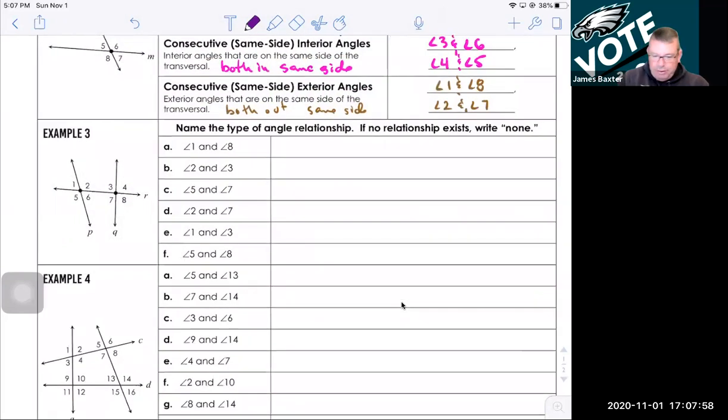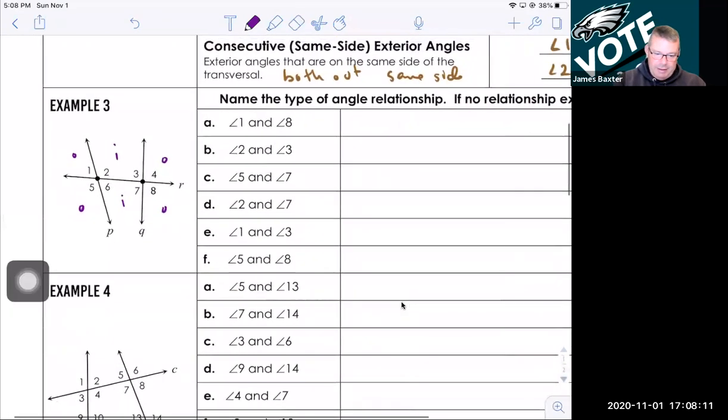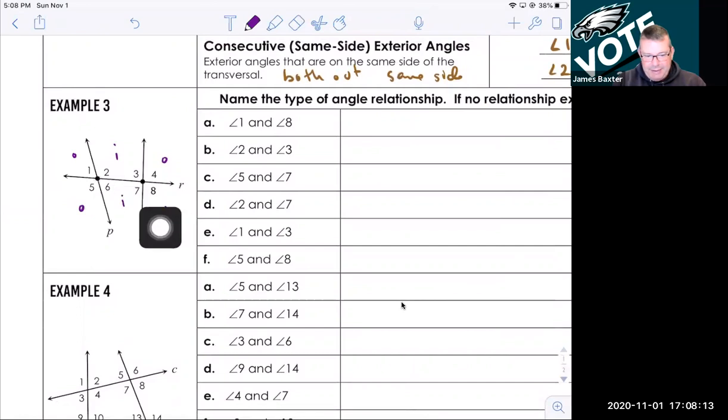I got it. Okay. So notice your transversal is the other way now. So your transversal goes this way. So really, if I'm thinking about inside and outside, this is in and this is out, right? So yeah, 1 and 8. I see 1 is on the outside, 8's on the outside. They're on different sides of the transversal. So that makes them alternating exterior angles. Sorry, I'm going to start using abbreviations.